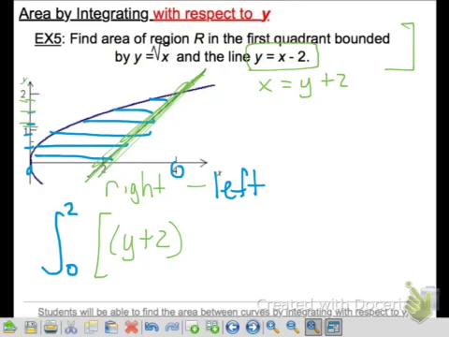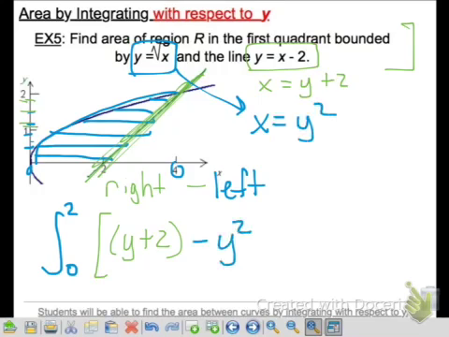On the left side, we have our curve. It also needs to be solved for x, and we get y squared. We close that by writing dy, because again, we're differentiating with respect to y. And when you work that out, you should find that you get the same answer that we got when we did it with respect to x.